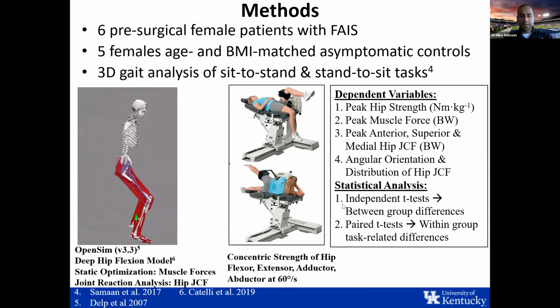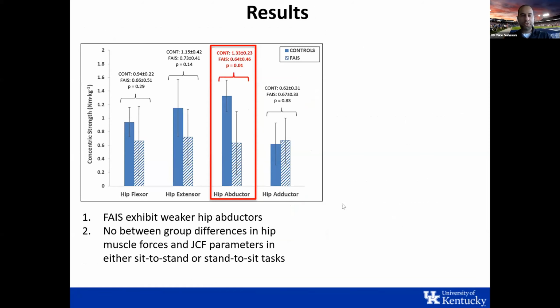And then our statistical analysis, we compared between group differences using independent t-tests, as well as we looked at the differences between both tasks within the groups, and we did this using a paired t-test. So contrary to what we thought we would find, our patient group exhibited weaker hip abductors compared to the asymptomatic controls.